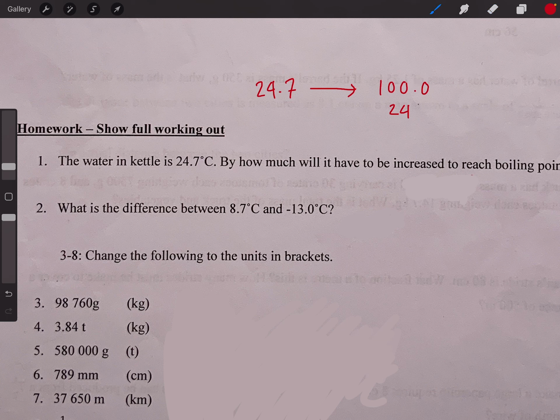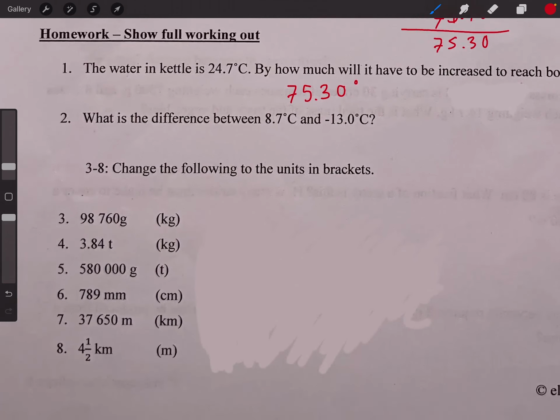So 100.00 take away 24.7. Okay, now this will be 10 minus 7 will be 3. This will be a 5. 10 take away 5 is a 5. This will be a 3. 10 take away 3 is 7. So the answer should be 75.3 degrees more.